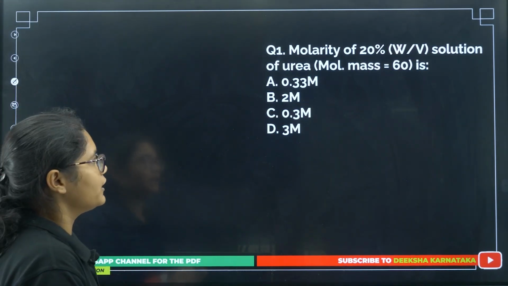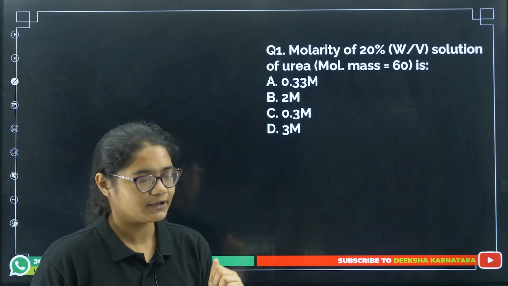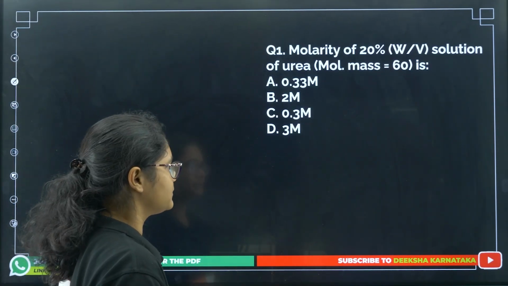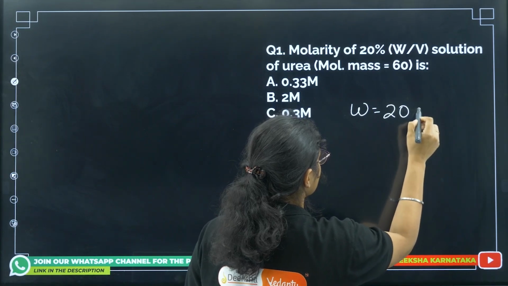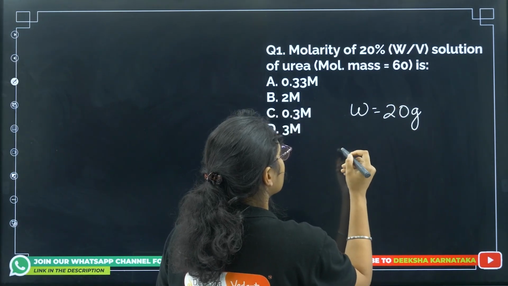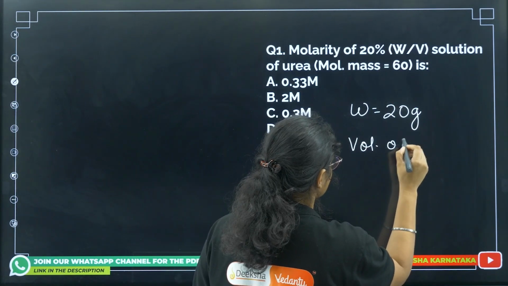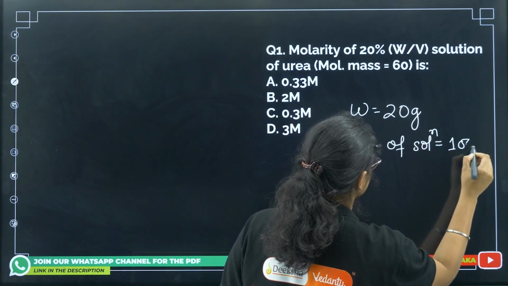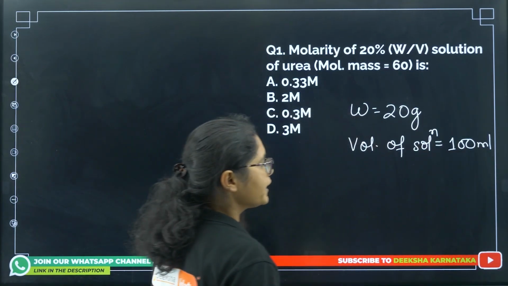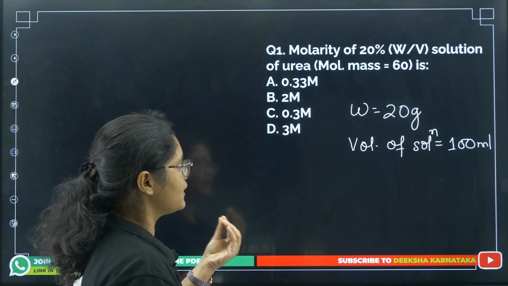Now let's go to the first question. Molarity you need to find, of a 20% solution of urea. So very simple question this one. What does 20% mean? W is 20 gram. Next, 20% W by V means volume of the solution is 100 ml. Volume of the solution is now 100 ml, molar mass is 60. You need to calculate molarity.